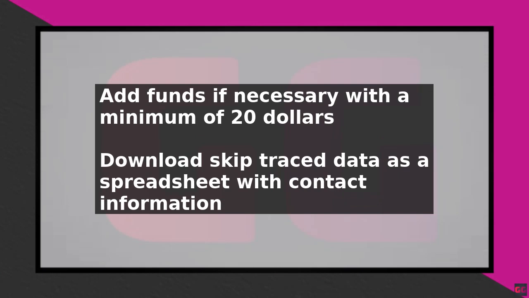After adding funds, the skip trace can be completed, and the required information can be downloaded as a spreadsheet. The downloaded spreadsheet will contain the contact name, phone number, approximate age, and email address of the property owner. This information can then be used to get in touch with the owner.